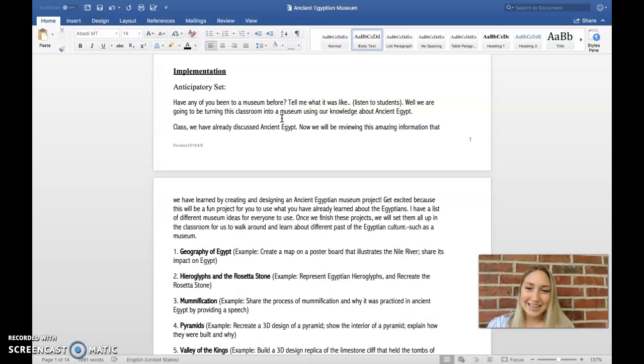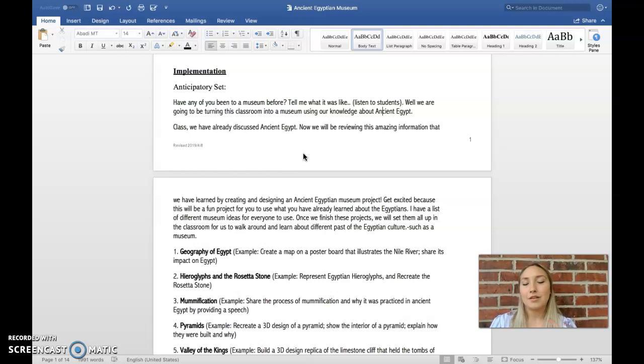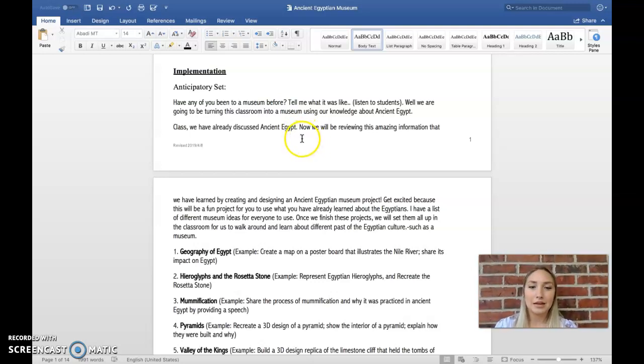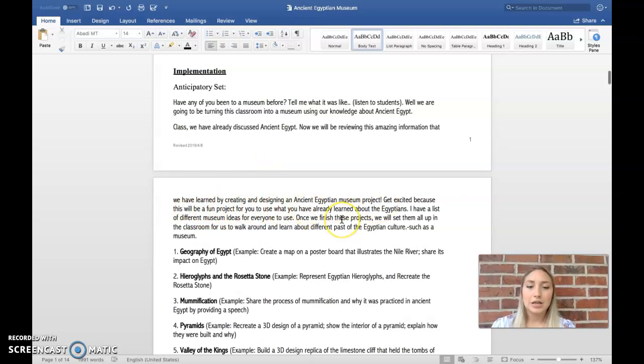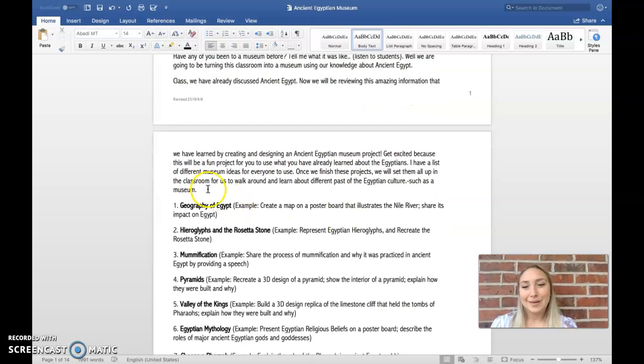Egypt. Then I will remind them that we have already discussed ancient Egypt and that we've looked over everything for that. And then I say, now we will be reviewing this amazing information that we have learned by creating and designing an ancient Egyptian museum project. Get excited because this will be a fun project for you to use what you've already learned about the Egyptians.